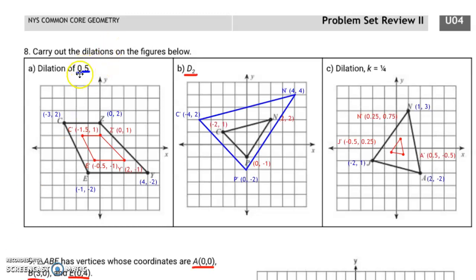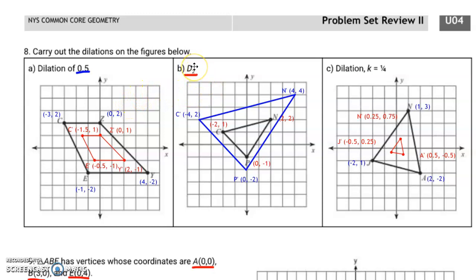Dilations are pretty straightforward. You multiply the scale factor or the number of dilation by all of the x and y values in order to get the new x and y values. For example, negative 3, 2, I multiplied by 0.5 and I got negative 3 times 0.5 is negative 1.5. 2 times 0.5 is 1. And I did that for all of the x's and all of the y's. Dilations are pretty straightforward, as I said.